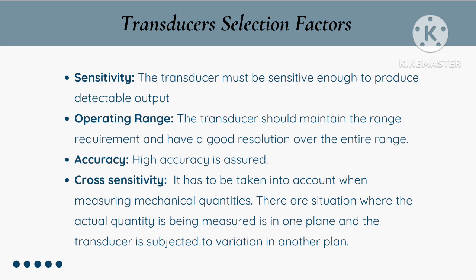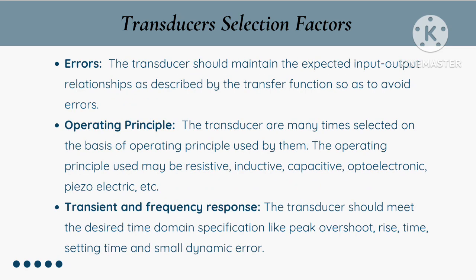Accuracy. A high degree of accuracy is assured if the transducer does not require frequent calibration and has a small value for repeatability. It may be emphasized that in most industrial applications, repeatability is considerably more important than absolute accuracy. Cross sensitivity. Cross sensitivity is a further factor to be taken into account when measuring mechanical quantities. There are situations where the actual quantity measured is in one plane and the transducer is subjected to variations in another plane. Errors. The error produced by the transducer should be as low as possible.